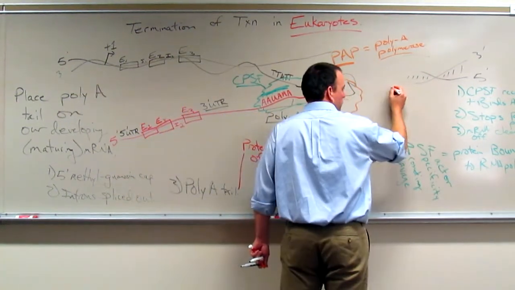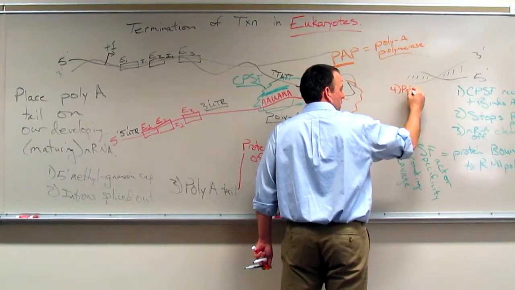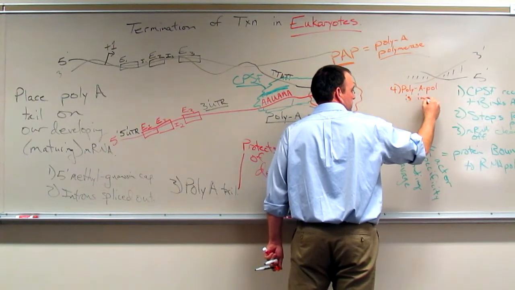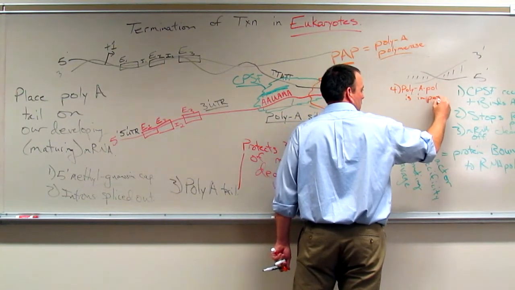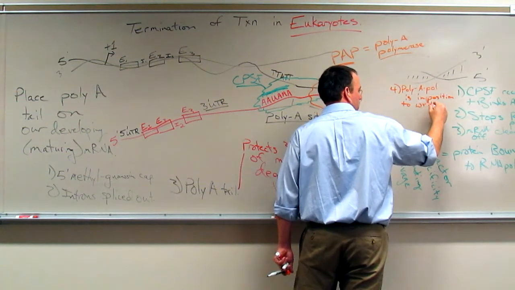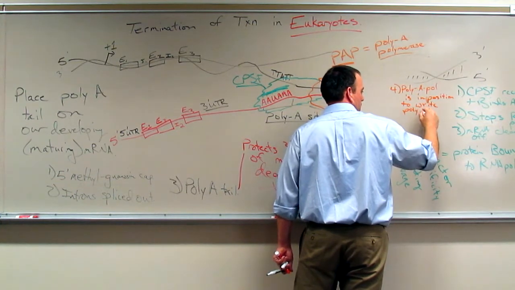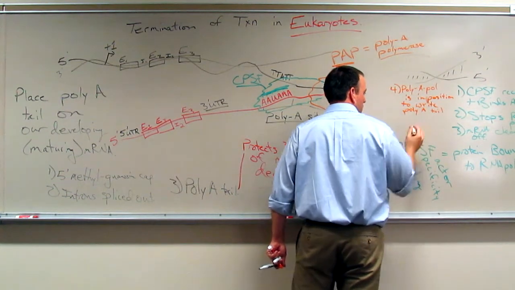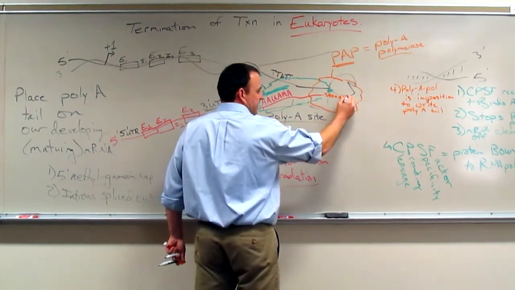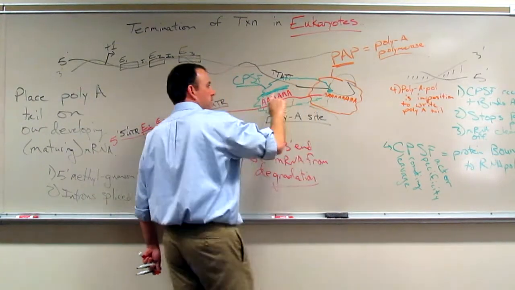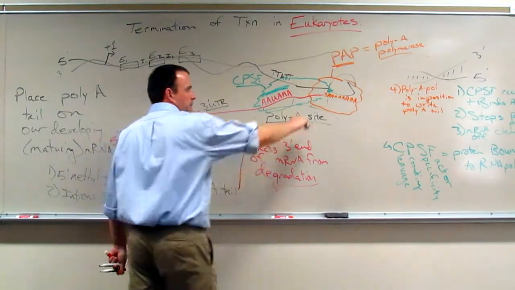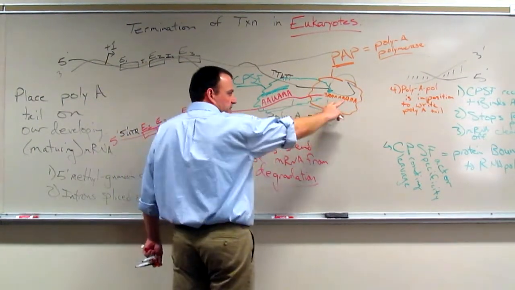So I'm going to put here, 4, poly-A pol is in position to write the poly-A tail. Okay? So the poly-A polymerase begins to write that, and it's shooting a whole bunch of A's out. But remember, CPSF is bound to this AAUAAA. PAP is bound to CPSF. These things can't get apart from each other.